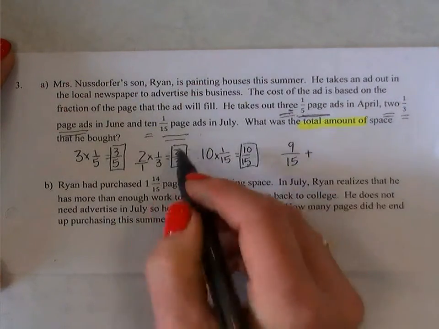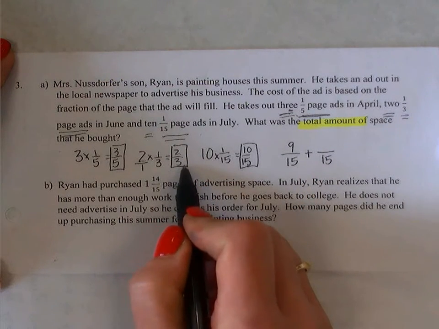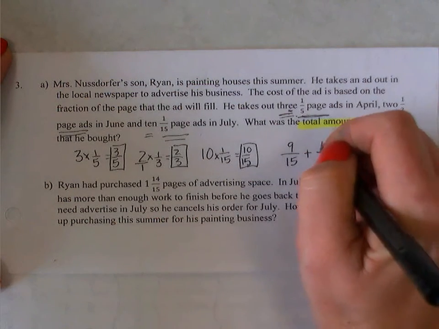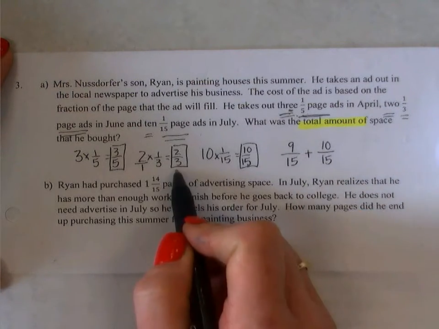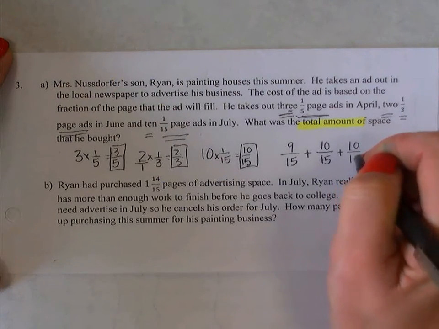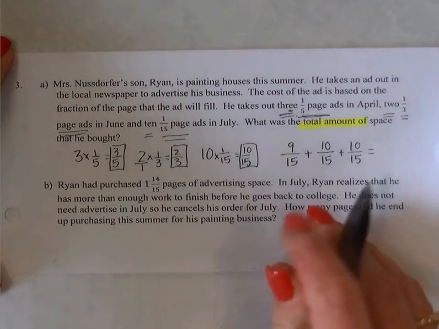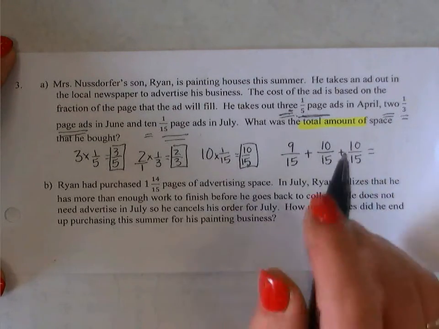Then I need to add 2/3, but again, I need to have that denominator be 15. 3 times 5 is 15. Whatever I do to the denominator, I also have to do to the numerator. 2 times 5 gives me 10. 10/15 is an equivalent fraction to 2/3. And then I don't need to do anything with the third fraction because that already has a denominator of 15. So now I'm ready to add because the denominators are the same, so I have same size pieces.